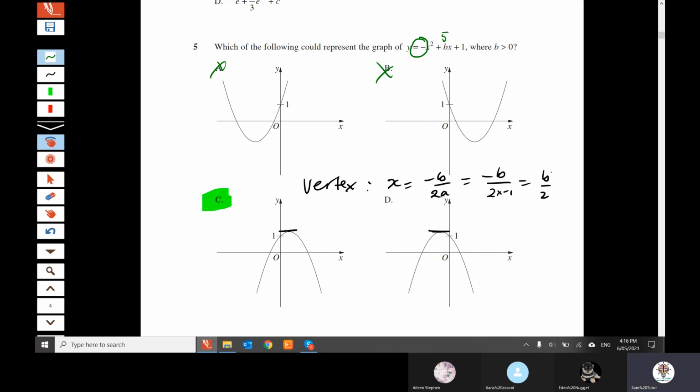Does that make sense? So I subbed in a equals -1, and then I got b over 2. b is always positive, it said, which means I choose that one. If it said b is negative, then obviously I would have chosen D. Are we happy? 100%.